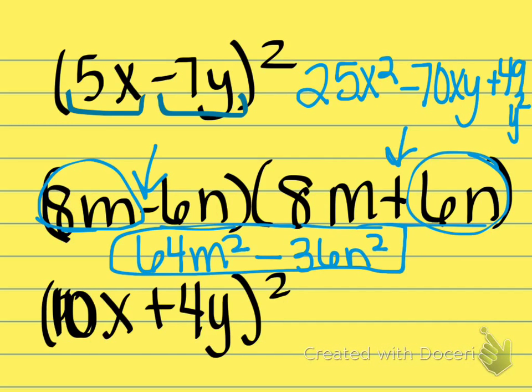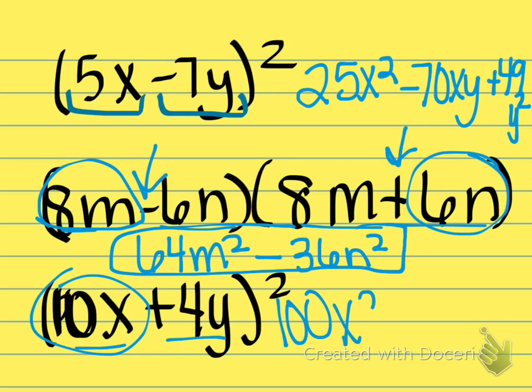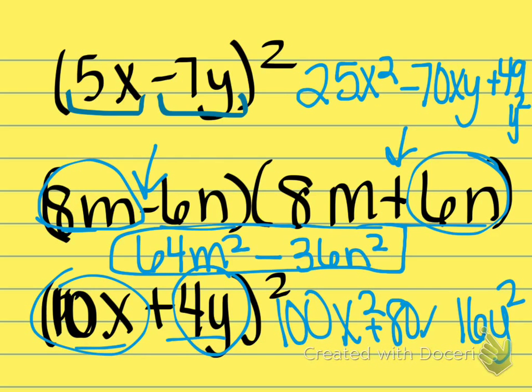So the last one, I have a binomial being squared, and it's positive, so I'm going to take my first term and square it. 10x times 10x is 100x squared. And then I'm going to take my last term, which is 4y times 4y, which is 16y squared. And I know the middle term is going to be 10x times 4y, which is 40xy doubled, which is 80xy.